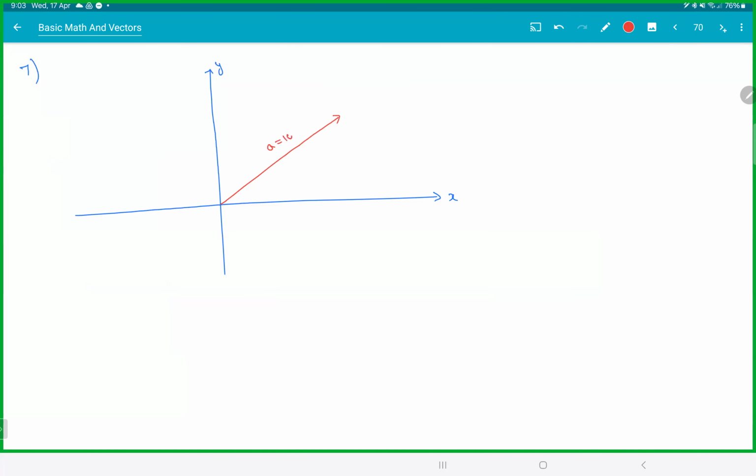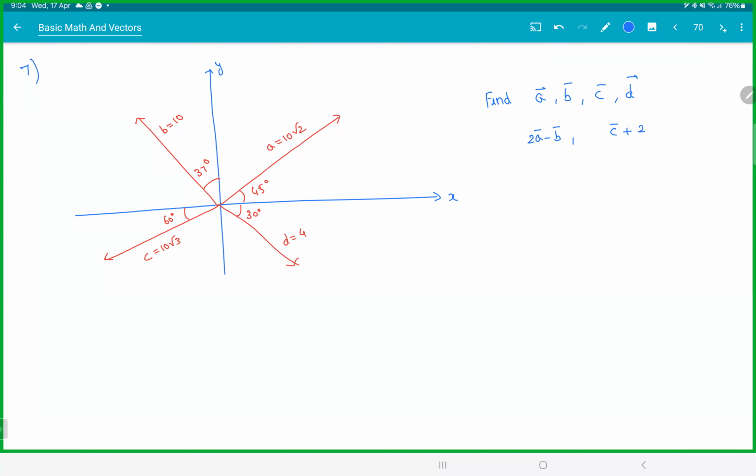So this is A, which is 10 root 2, at 45 degrees. This is B, which is 10, at 37 degrees. This is C, which is 10 root 3, and this is 60 degrees. This is D, which is 4 and 30 degrees. Find A bar, B bar, C bar, D bar, 2A bar minus B bar, C bar plus 2D bar.